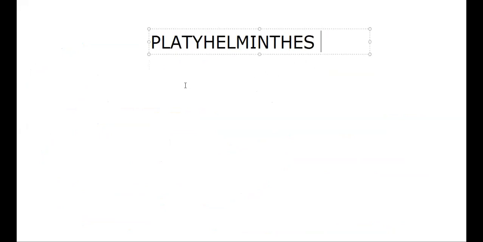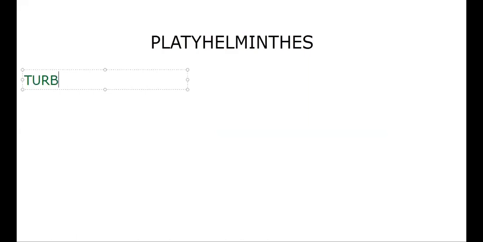Okay, so let me write the 3 classes first. Then, gradually, we'll add some points there, slowly filling that area. Turbellaria. Okay, then Trematoda, then Cestoda. There are 3 classes: Turbellaria, Trematoda, and Cestoda.